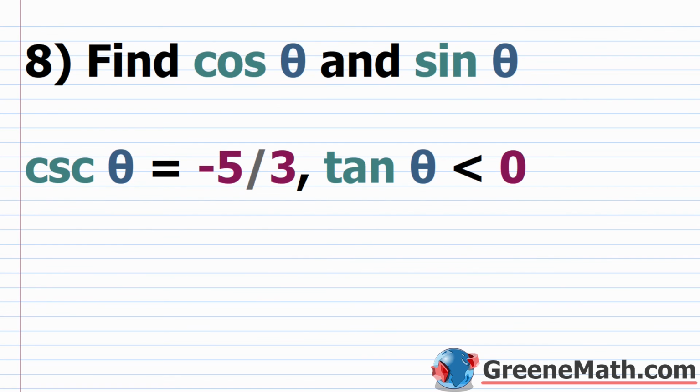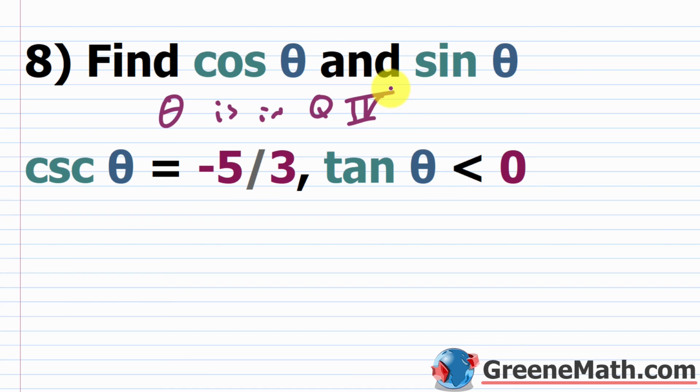All right, for problem number 8, we want to find cosine of theta and sine of theta, given that the cosecant of theta is equal to negative 5/3 and the tangent of theta is less than 0. So for cosecant and also for sine, remember those guys are reciprocals, they are negative in quadrants 3 and 4. For tangent and also cotangent, it's going to be negative in quadrants 2 and 4. So this tells me that I'm going to be in quadrant 4. So let's say that theta is in quadrant 4. So that means the x values are positive, the y values are negative.